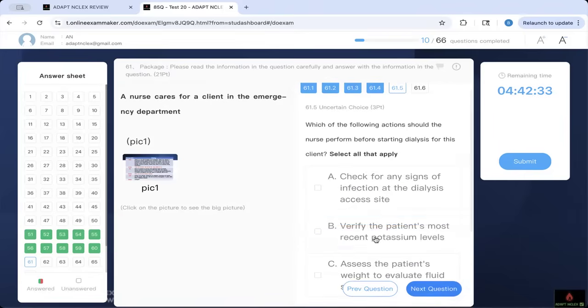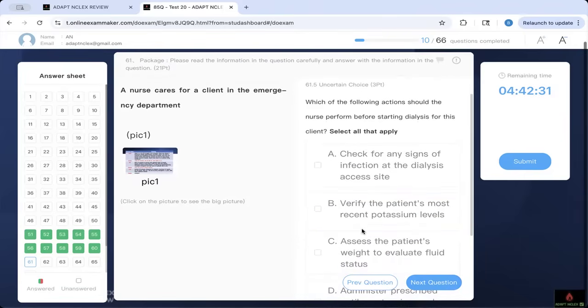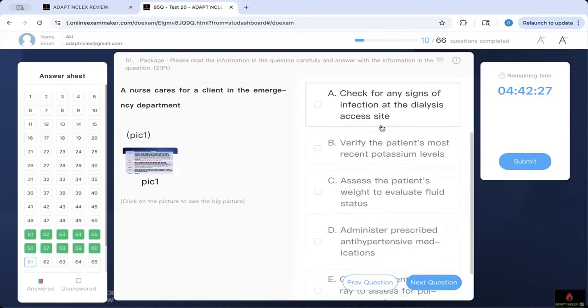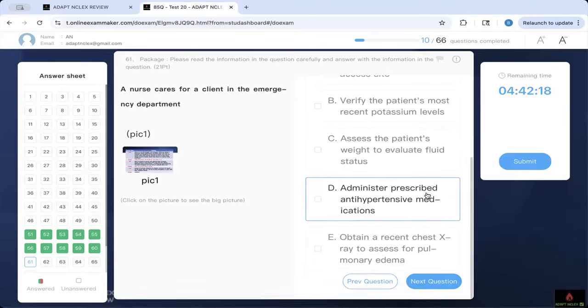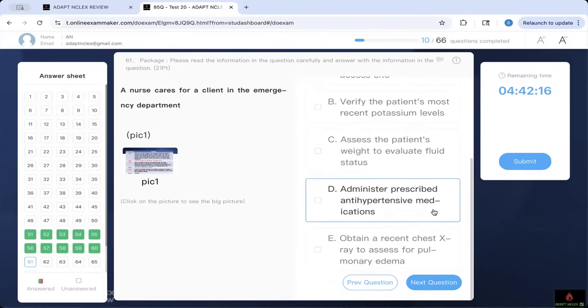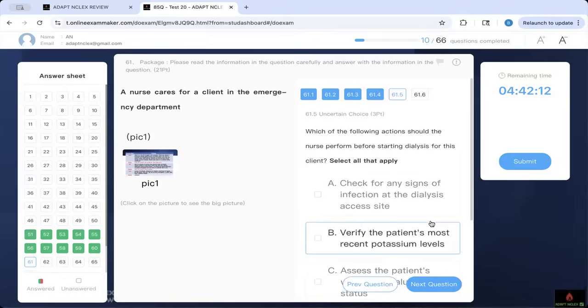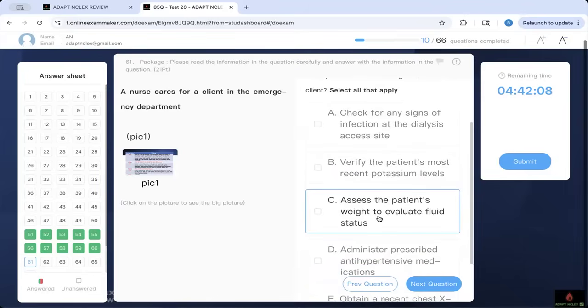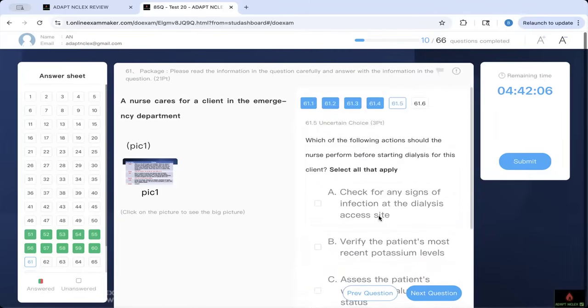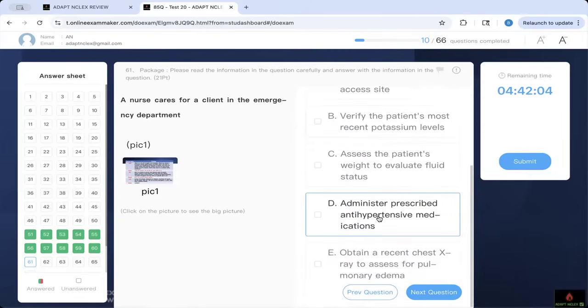Cardiac monitoring. Which of the following should the nurse perform before starting dialysis? Check for any signs of infection at the dialysis site. Verify the patient's most recent potassium level. Assess the client's weight to evaluate fluid status. Administer prescribed antihypertensive. Obtain a recent chest X-ray to assess for pulmonary edema. What do we do before you send this patient for dialysis? What do you think? What is the most important?